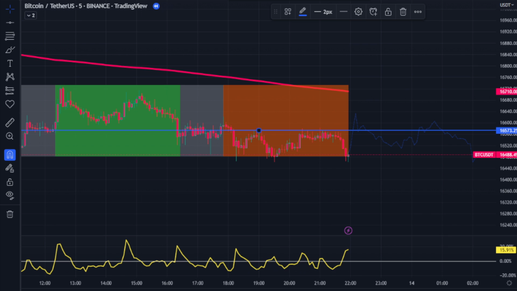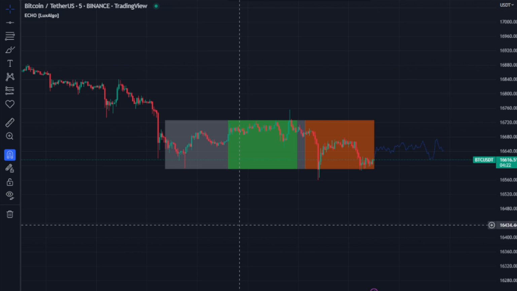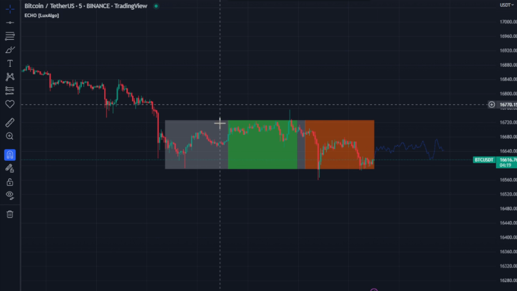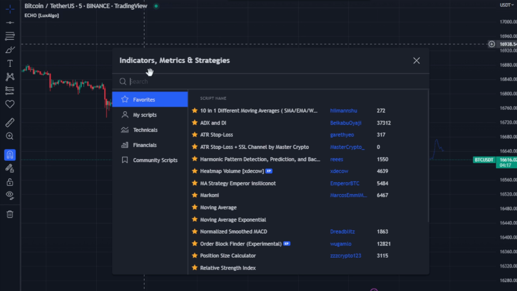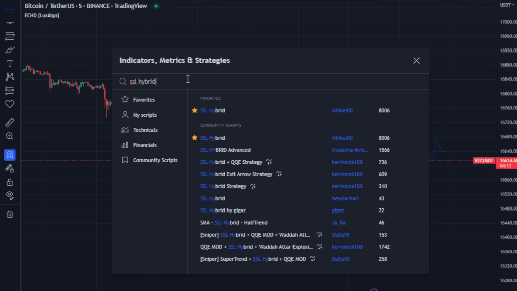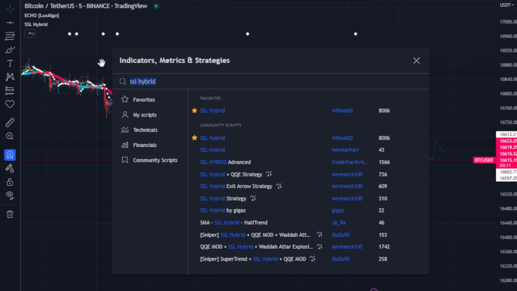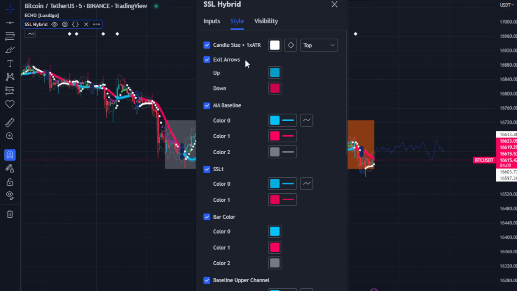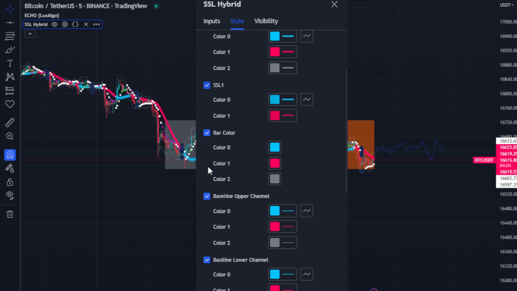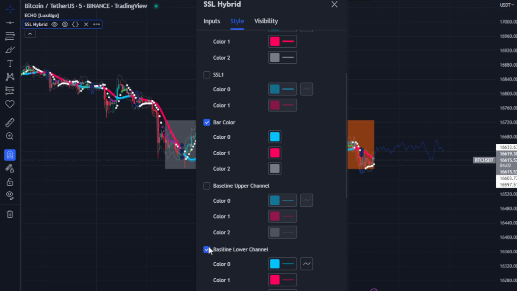Okay, now that you understand how this indicator works and also our strategy, I am going to explain the indicators and their settings. We already have the Echo Forecast, so let's add the other indicators of this incredible strategy. First we add the SSL hybrid, and we are going to modify it so that the chart does not look too messy. We go to Style and we are going to deactivate all the options except MA baseline and bar color.